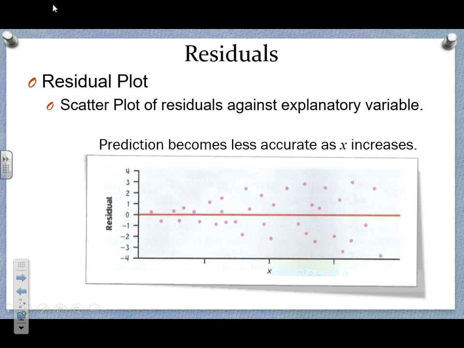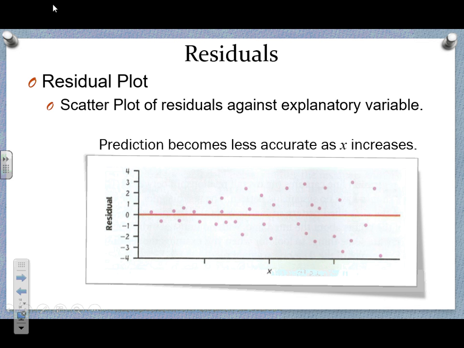So this is what we call fanning, when you see it start to spread out, or it could happen in the reverse. Your values of low x's might be really scattered, and then as x increases, it starts to become more and more accurate. Okay? So in these cases, a linear model is still appropriate because there's no curve, so it is linear, but we have to be careful if we're going to be using large values of x, because our predictions are not going to be as accurate.